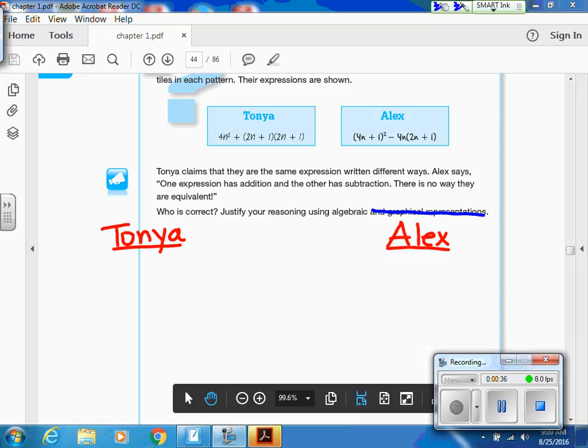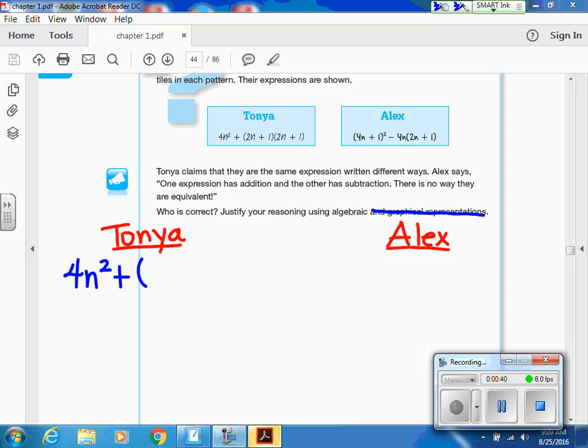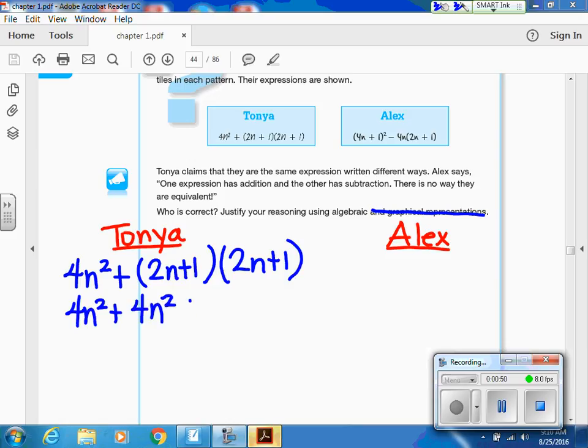Look at Tanya here. We've got 4n squared plus 2n plus 1 times 2n plus 1. That gives me 4n squared plus 4n squared plus 2n plus 2n plus 1. For a grand total of 8n squared plus 4n plus 1.